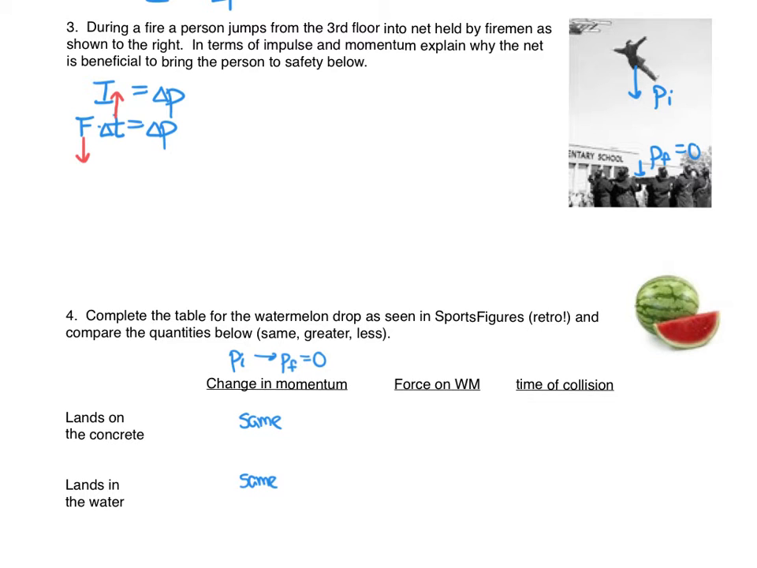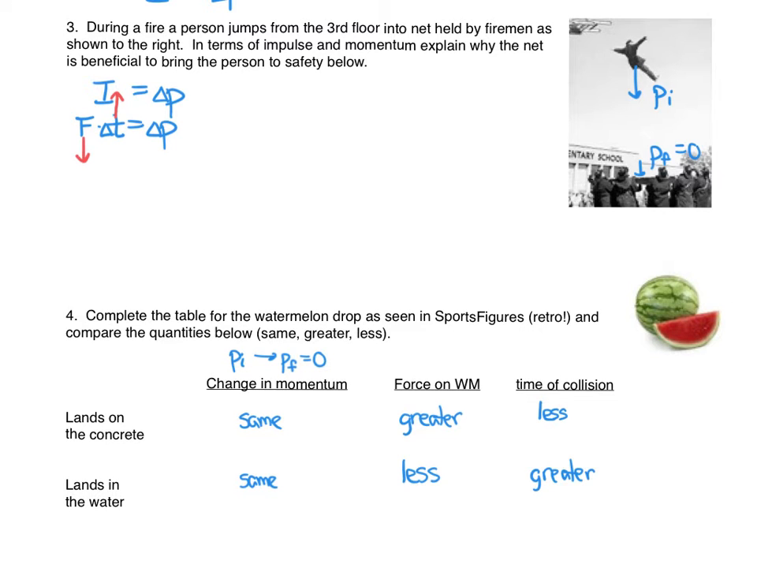If it lands on the concrete, it's obviously destroyed, and this is going to lead to a much greater force on the watermelon for the concrete. And that's because the time of collision is less. It's very short. Conversely, if we increase that time of collision between the watermelon and the water, it's going to go through the water and take a lot of time to come to a stop, a greater time, so that will make the force a lot less, and the watermelon does not break or crack or get destroyed.